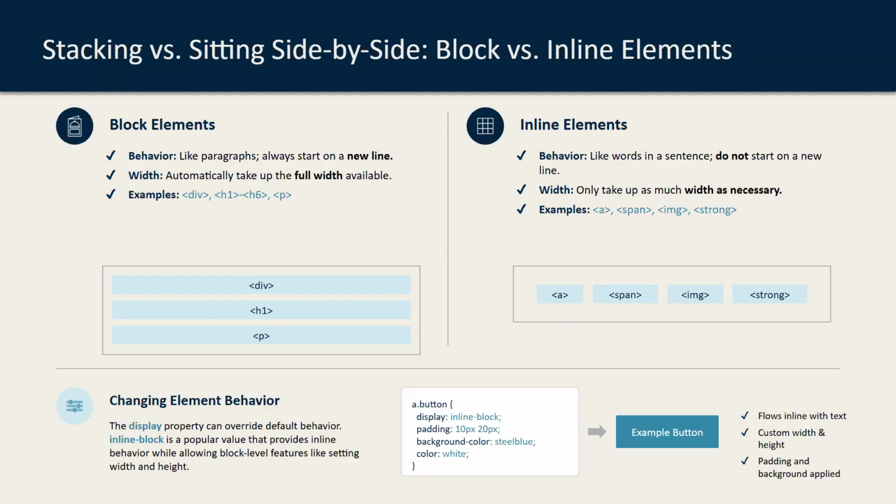And this is where the display property becomes very useful. It can override an element's default behavior. A good example is inline block, which gives you a useful middle ground. The element still flows in line with other content, but you can also set things like width, height, padding, and background more predictably. This is why this property is often used for things like buttons, as you can see in this example on the bottom right.